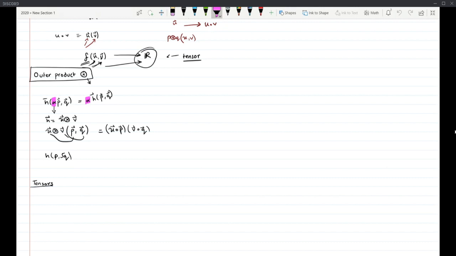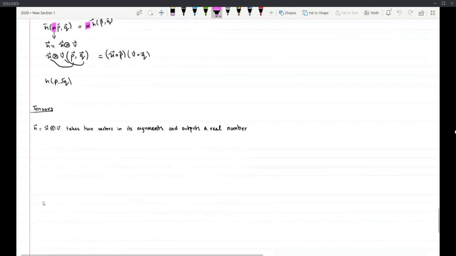Okay, so a tensor is the object H, which is U cross V, that takes two vectors in its arguments and returns an output, a real number. That's it. That's the definition of a tensor. This, by the way, is an example of a rank 2 tensor. Why is it rank 2? 1, 2. Okay.